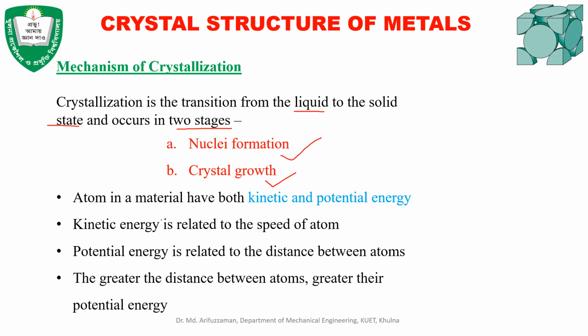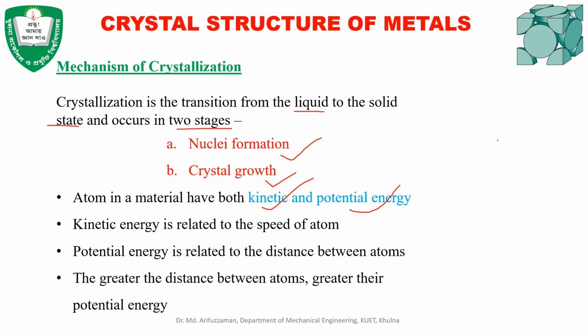Okay. In the case of a material at a very high temperature, higher than the melting point temperature, the material is liquid, and the material actually contains kinetic energy and potential energy. What is the kinetic energy? Kinetic energy is associated with the vibration of the atoms, like how much speed the atoms have. It will define the kinetic energy. The higher the temperature, the higher the kinetic energy will be, and the potential energy is actually the distance between the atoms.